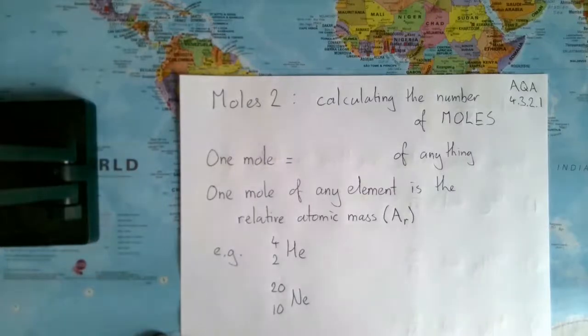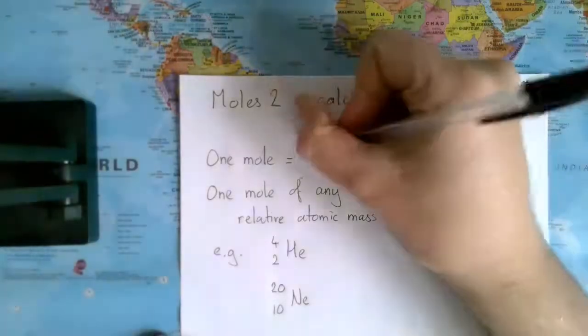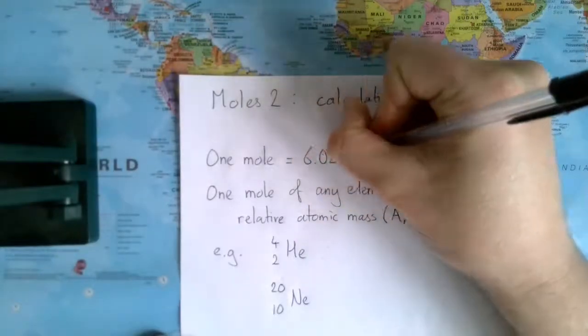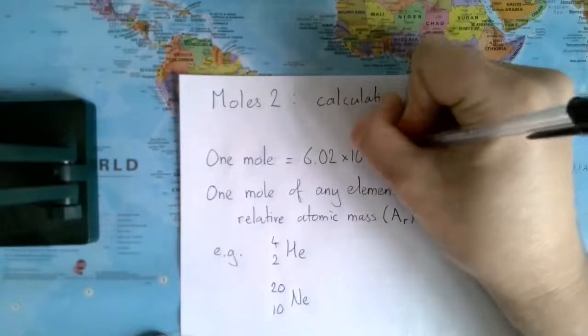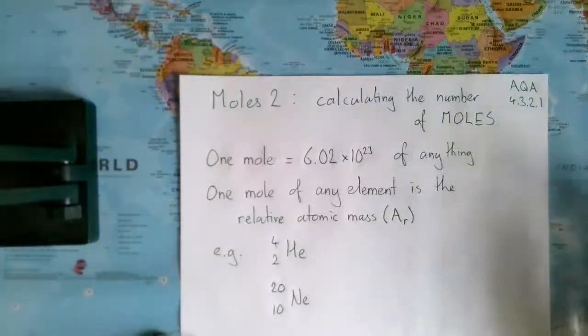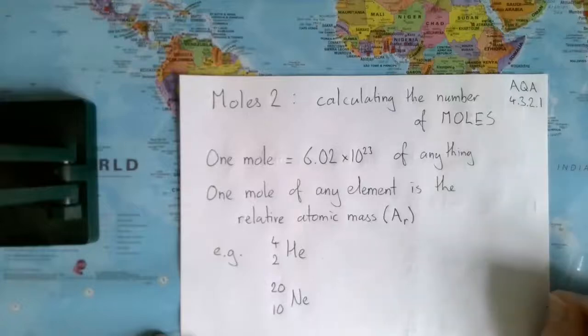Right, from video 1, hopefully you've picked up exactly what 1 mole means. It is 6.02 times 10 to the 23 of anything. Literally anything. If you have 1 mole of pizzas, you have 6.02 times 10 to the 23 pizzas. That is a lot of pizza.